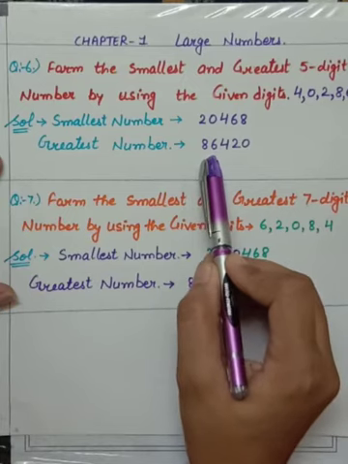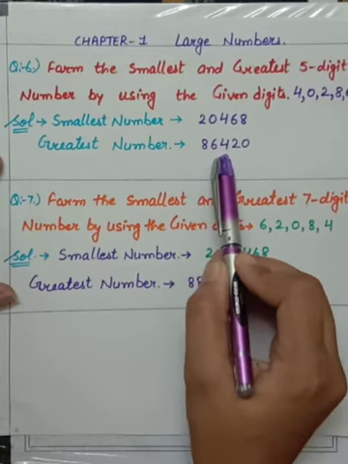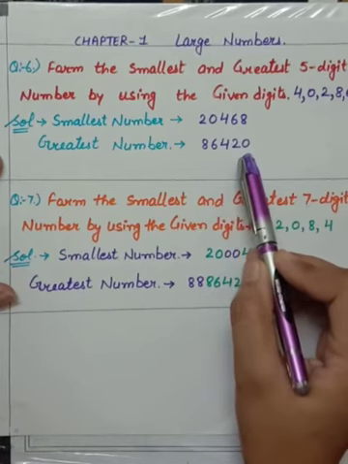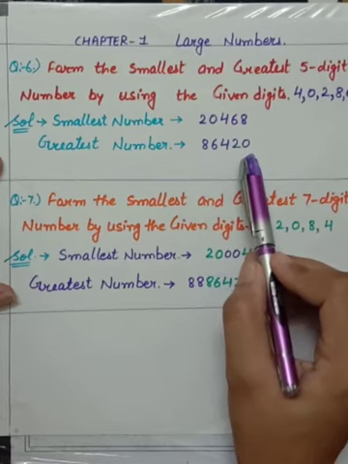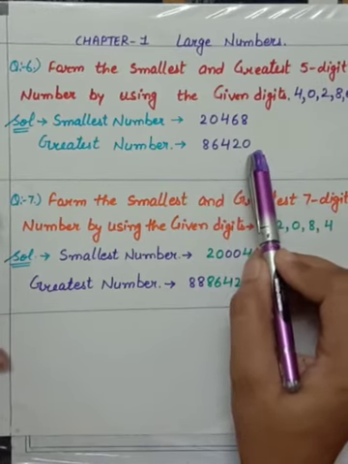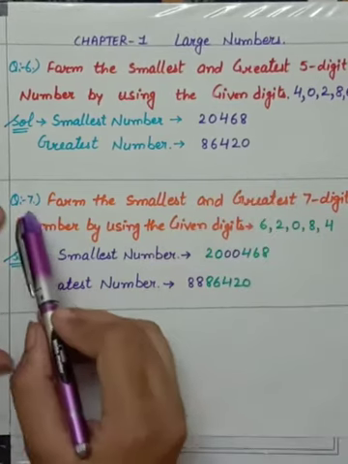On the next place we will write 6. Third place we will arrange 4. Next place will be 2 and last will be 0. So the greatest number becomes here 86,420. Like this it is very easy. Now see one more question.